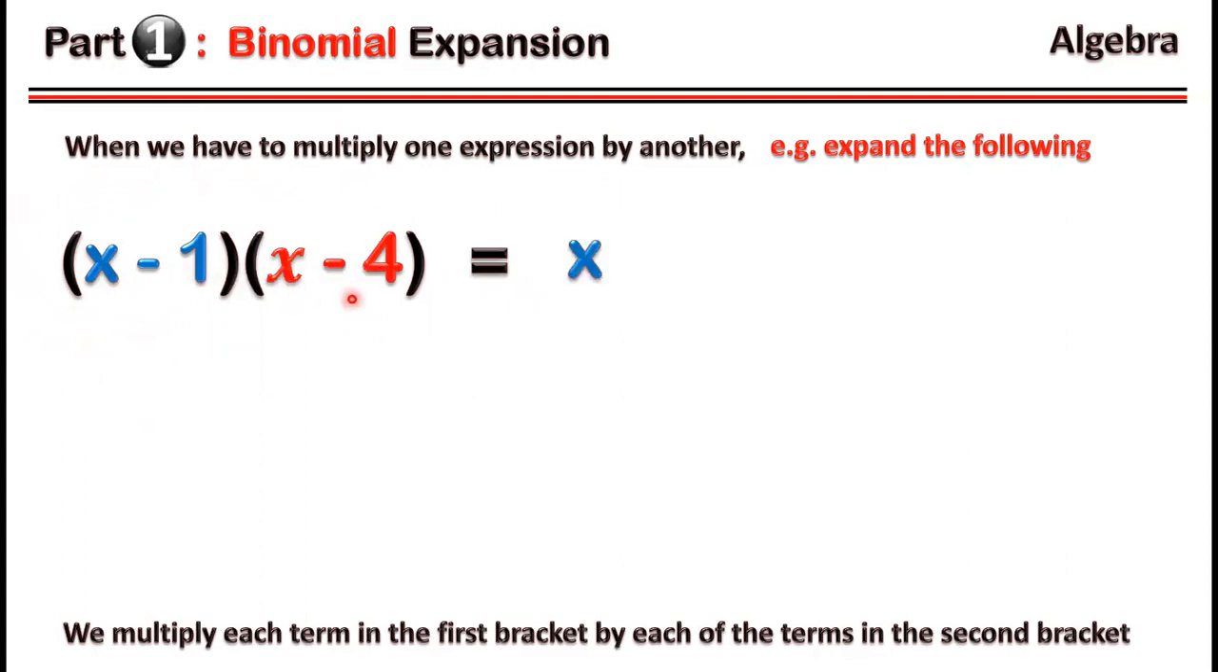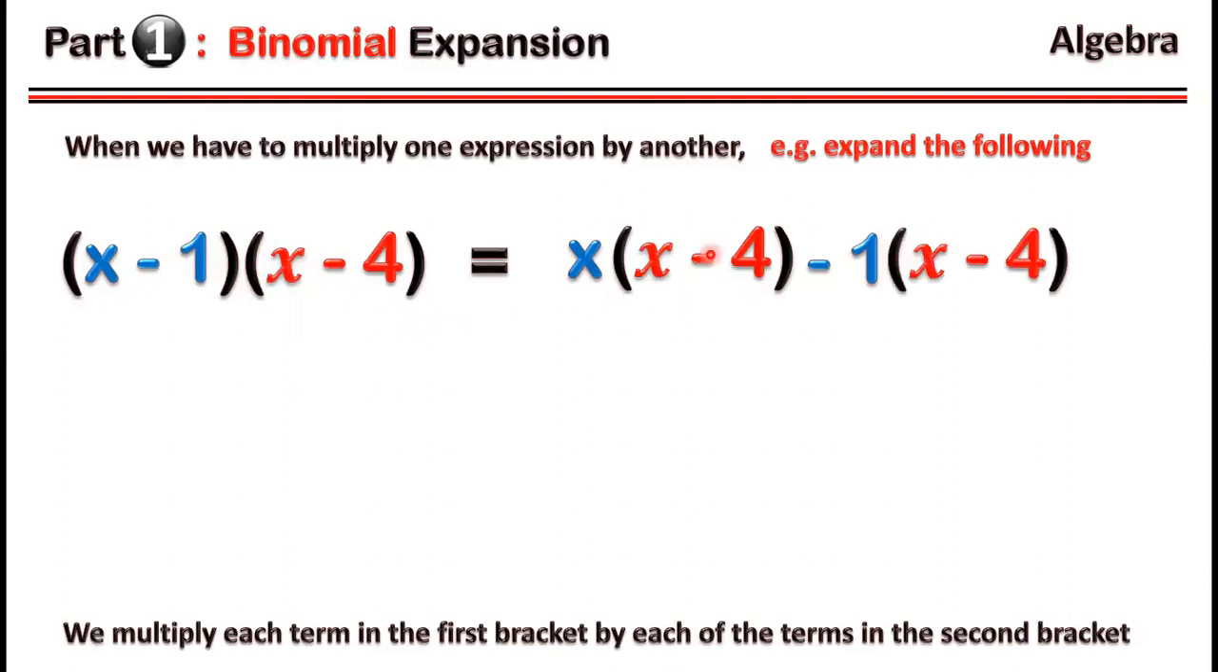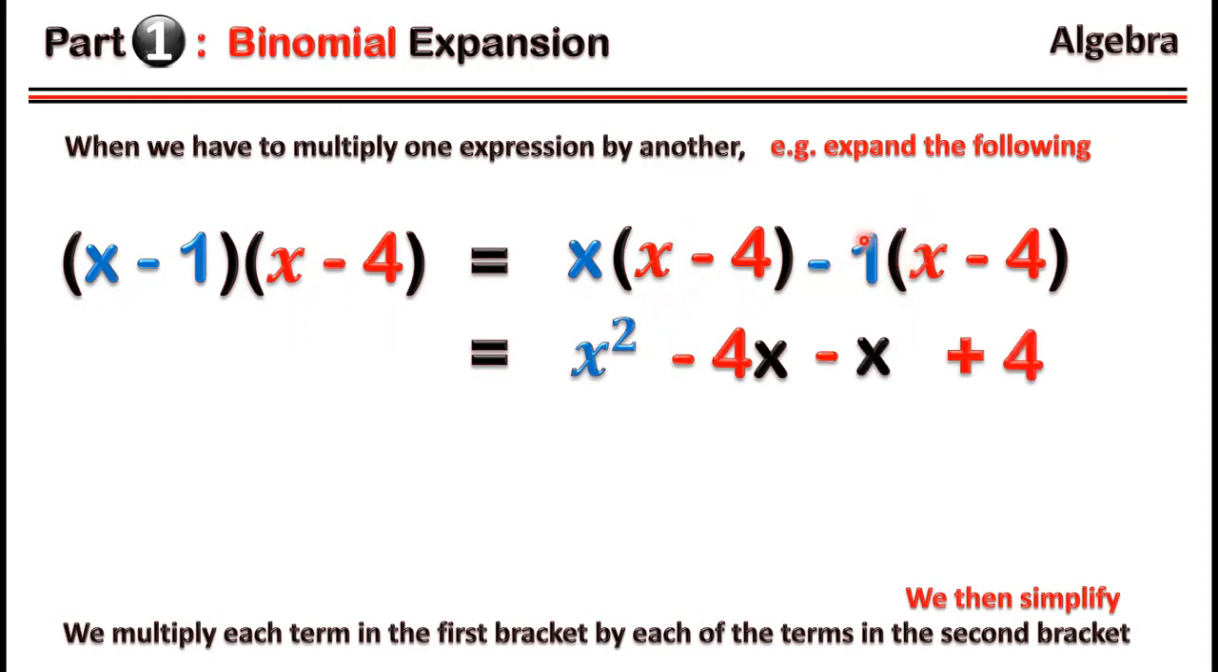Let us do it. So we have this x, the first term, x times all of the second bracket, so times x minus 4. And then the next term in the first bracket is minus 1. This minus 1 times all of the second bracket. Remember that we had something like this before, right? Now we continue with our expansion. We simplify. So x times x is x squared. And then x times minus 4 is minus 4x. Minus 1 times x is minus 1x or minus x. And minus 1 times minus 4 is plus 4. But we see that minus 4x and minus x are terms from the same family. So we have x squared minus 5x plus 4.